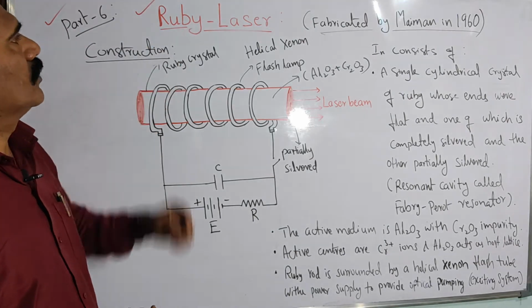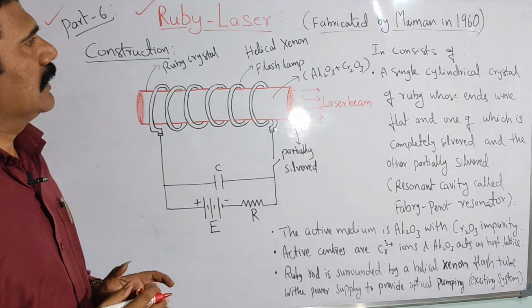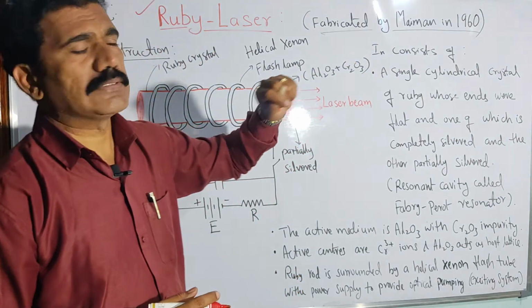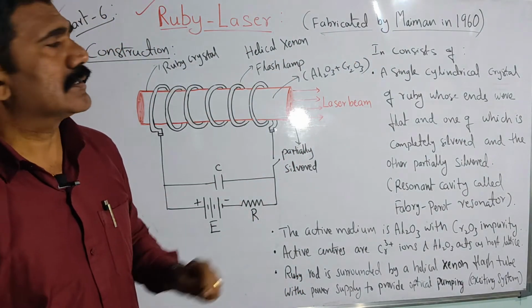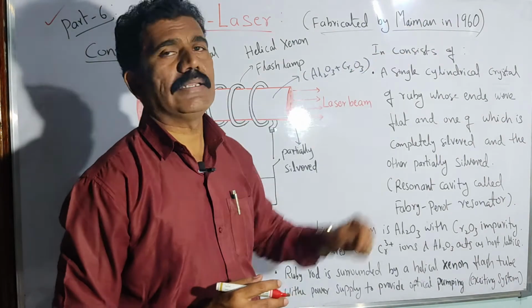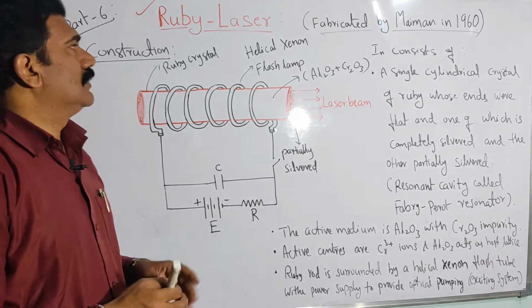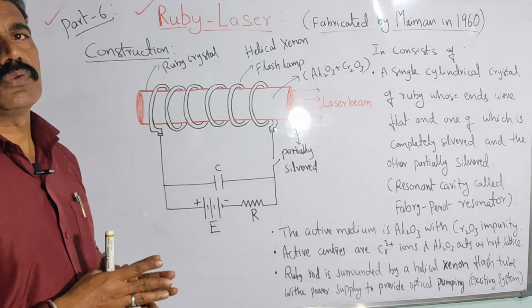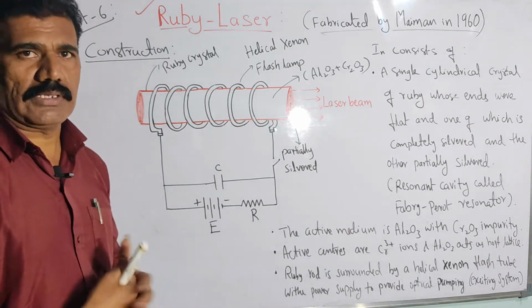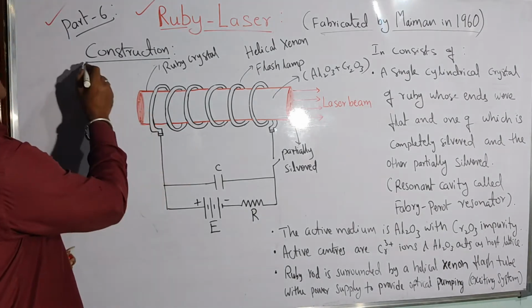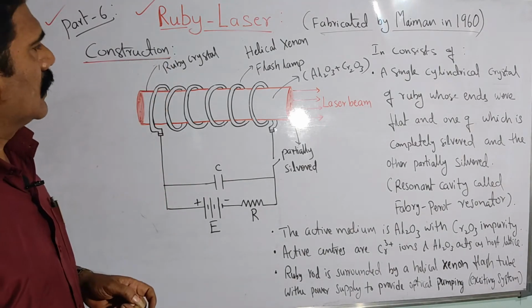This ruby laser was developed by a scientist called Maiman in 1960. So we can say the ruby laser was fabricated by Maiman in 1960. Now let us try to understand the basic construction of a ruby laser and then how it works to produce the laser. Let us see the construction part here. Look at the diagram.